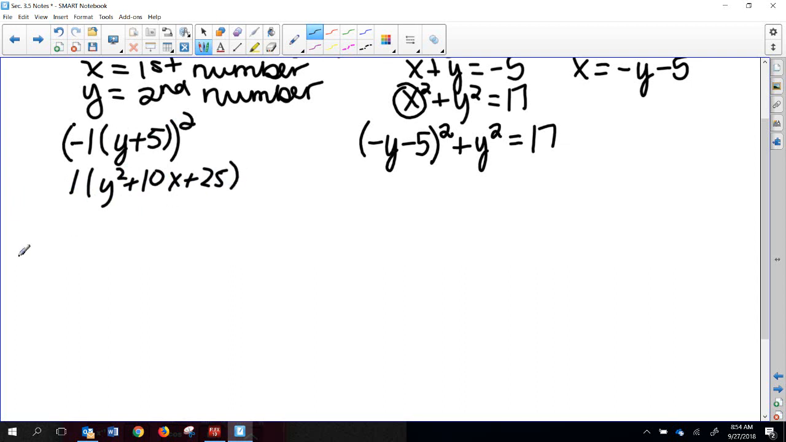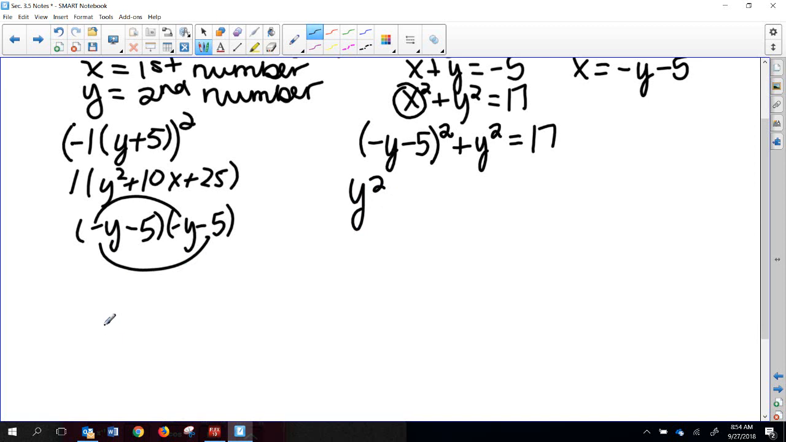But let me show you the way, too, that you can do it, even without ignoring it. I'm trying to do -y minus 5 times -y minus 5. So this times this is going to be positive y squared. Now I have to do this. That gives me positive 5y. And I have to do that. And so again, positive 5y plus positive 5y is plus 10y. Then I have to multiply those, and that gives me plus 25.